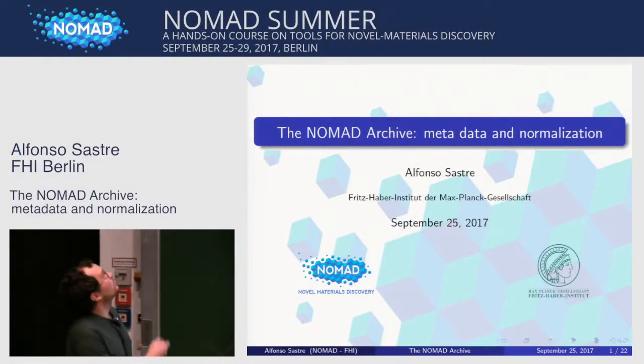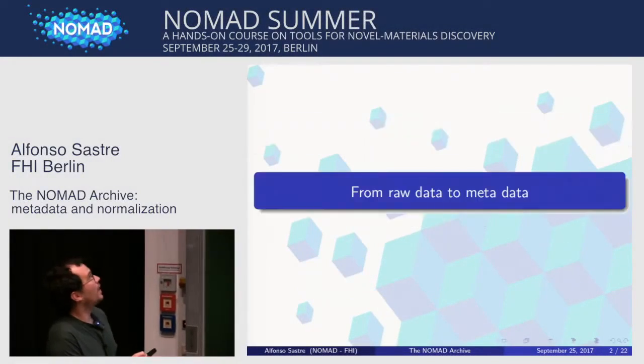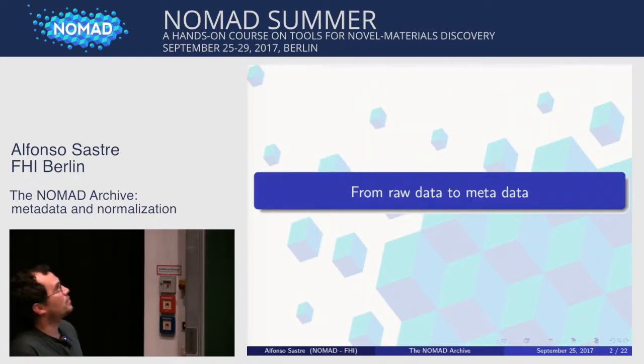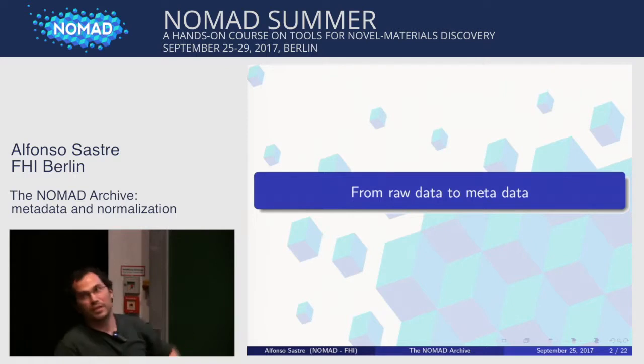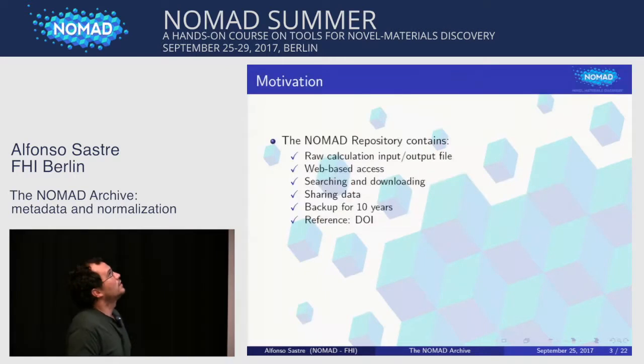Okay, so I'm going to talk about the NOMAD archive. What I'm going to explain first is how we transform the data from raw data, from these input-output files, to the metadata we use in the archive.